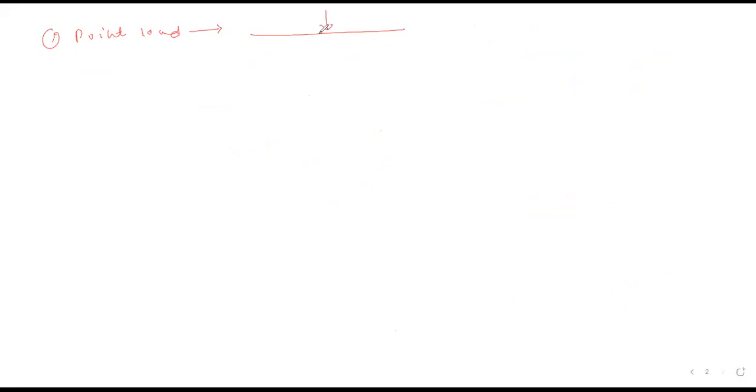If I apply the load through a pen, a vertical pen, the area on the surface will be negligible, so we can say it is a kind of point load. Symbolic representation is denoted by P. We can say 5 kilonewton, 10 kilonewton; the unit is kilonewton or newton, depending on requirement.